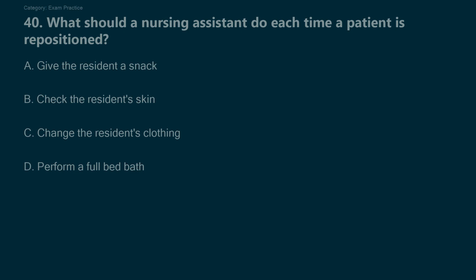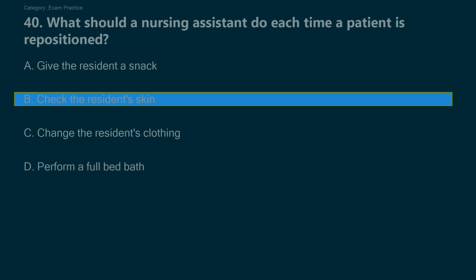Question 40. What should a nursing assistant do each time a patient is repositioned? Option A, give the resident a snack. Option B, check the resident's skin. Option C, change the resident's clothing. Option D, perform a full bed bath. The correct answer is option B, check the resident's skin.